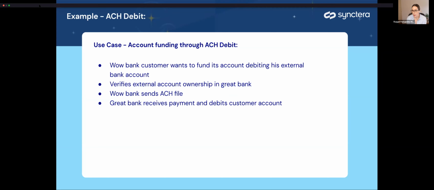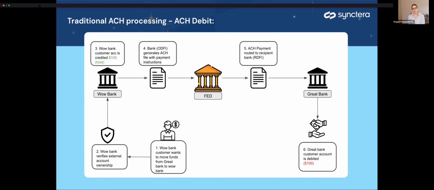So to be able to debit an external bank account, they will have to go through a verification, which traditionally is a verification that you really own that external bank account or that you have an agreement to debit external bank accounts. And then Wow Bank, after they do the verification, is going to send that ACH file that is going to be instructing the debit. Great Bank is going to receive it and process it. So let me take you through this process step by step in the traditional banking landscape.